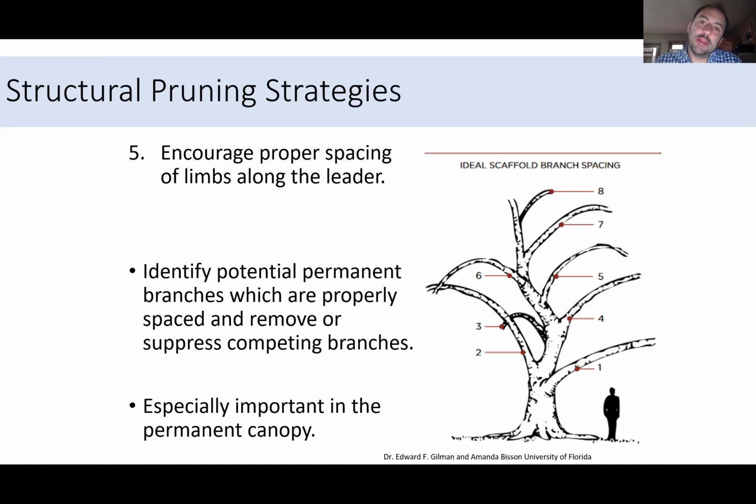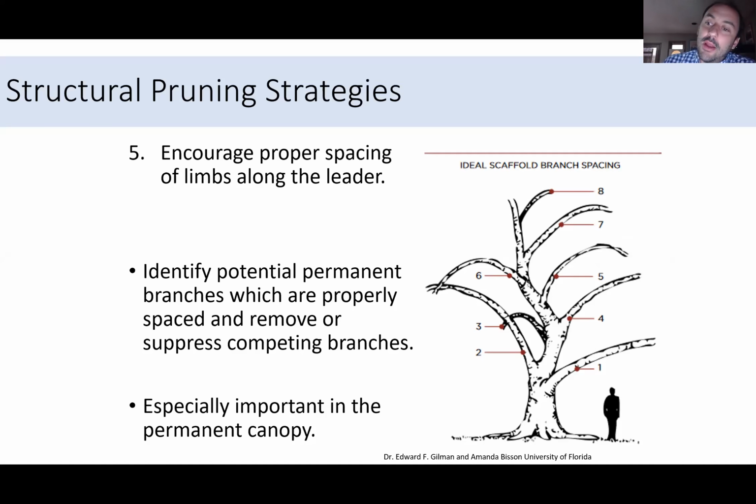So speaking of branch spacing, if we still have pruning budget left at this point, after going through the other four strategies, we're going to start working on spacing. We're going to look up in the canopy above the first permanent branch and try to pick branches that are well spaced, essentially with 5% of the tree's expected mature height between them. So if the tree is going to be 100 feet tall, we want 5 feet between permanent branches. If it's going to be 50 feet tall, we want 2.5 feet between permanent branches, and so forth.